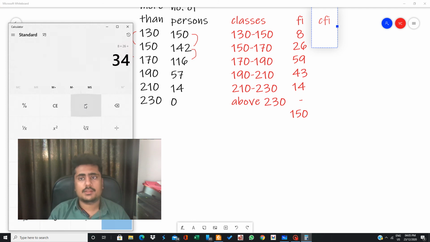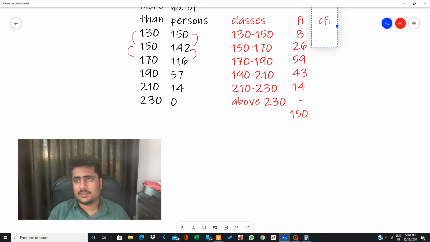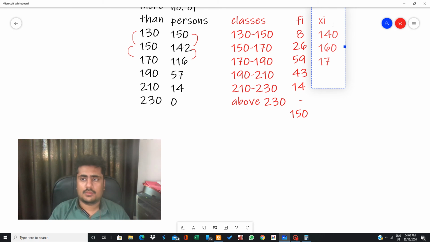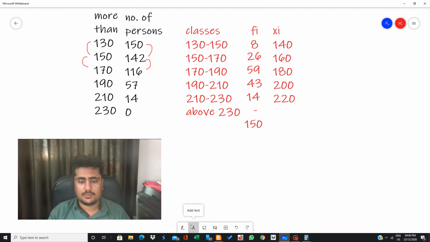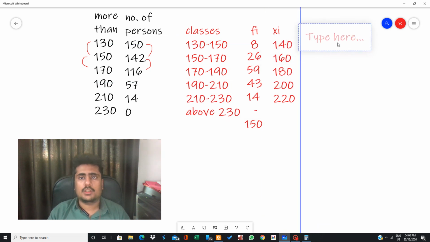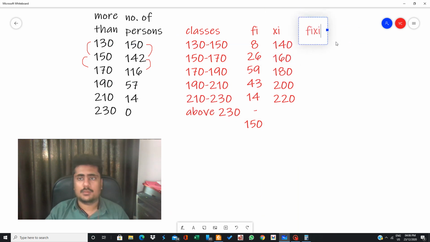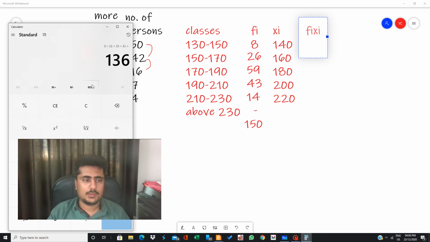8 plus 26 plus 59 plus 43. Let us find xi. We have to find the standard deviation. Now how to find xi? Obviously it is the mid value: 140, 160, 180, 200, 220. There is no last class, so please don't write it. The sum is only up to here. Now the digits are very large, so your calculation might be difficult.